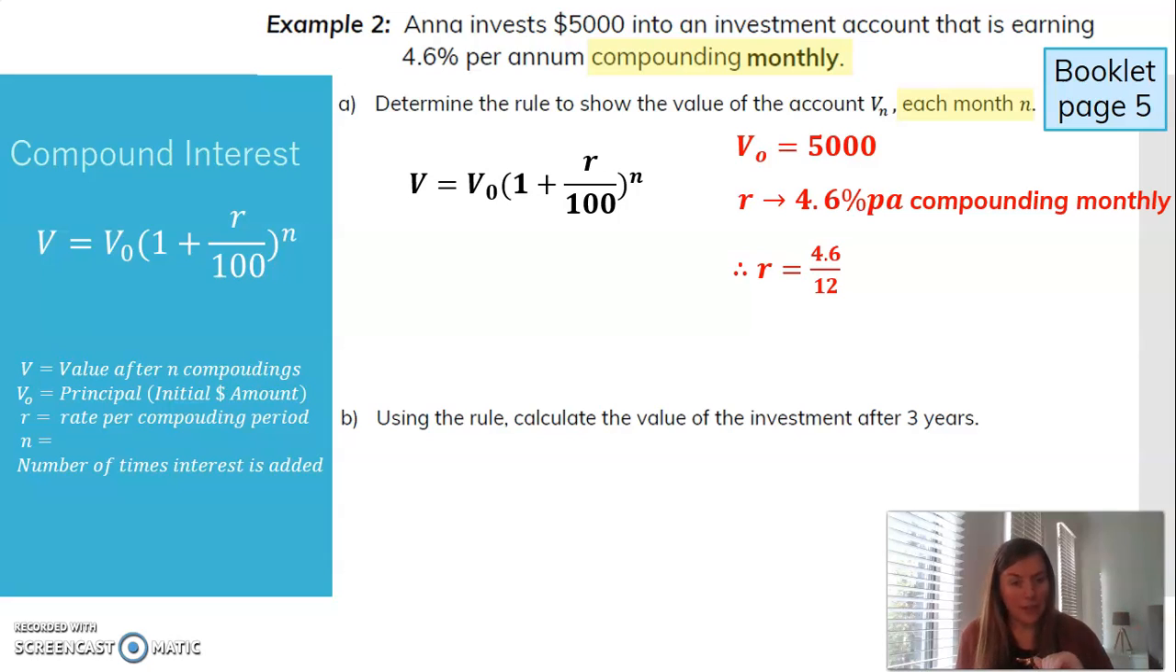Okay, I don't want to round as late as I can. So here's my rule. Let's go and sub these values I have here. So I've got my V naught is 5,000. I've got my rate converted to my monthly rate now instead, as required.